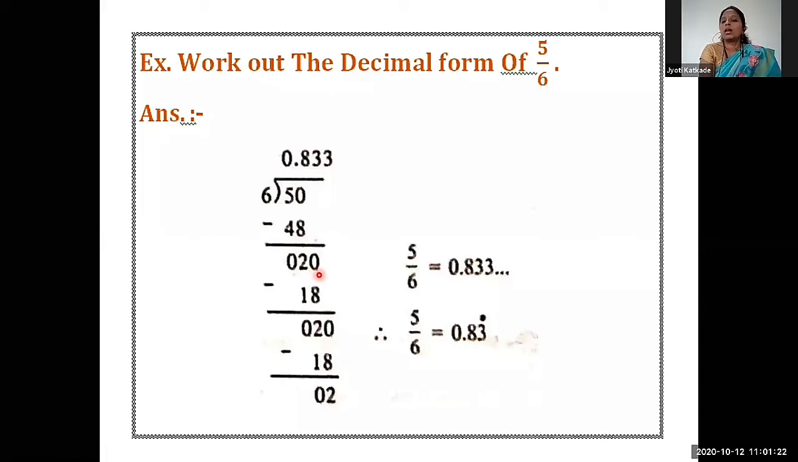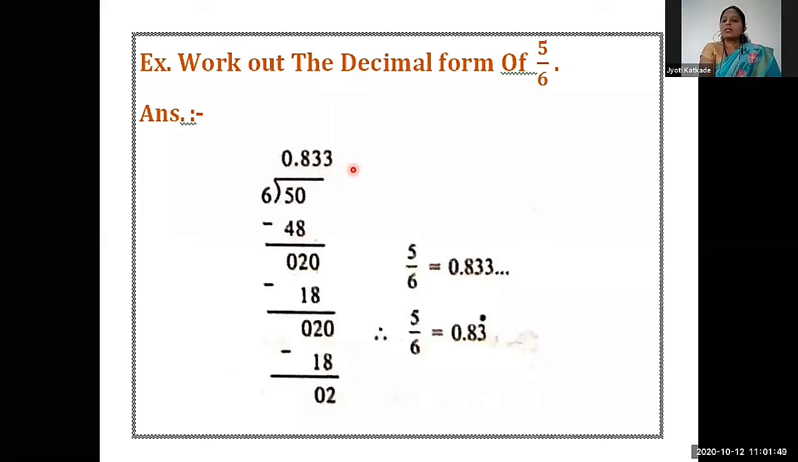So 6 3s are 18. Subtract 18 from 20, we get 2. Again there is 20. Then 6 3s are 18. Subtract 18 from 20, we get 2. Means 20, 20 or 2, 2 is the repeating value. And in the answer, after 8, 3, 3 is the repeating value.